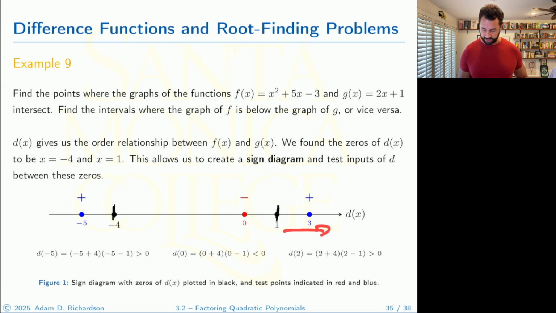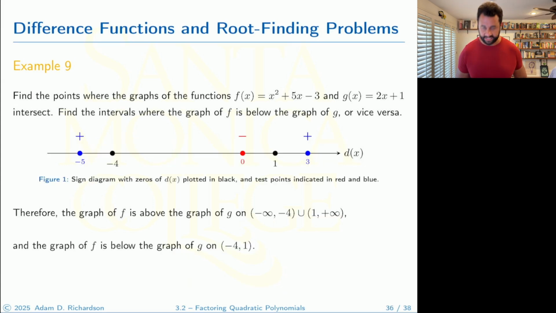Now pick any point greater than 1. How about 3? So we pick 3, we plug it into D. Oh, wait, does that say 3? I did 2, my bad. So I'll fix that. That should say 2. I take 2, I plug it into D. I get positive times a positive, which is a positive. So F is above G on that interval.